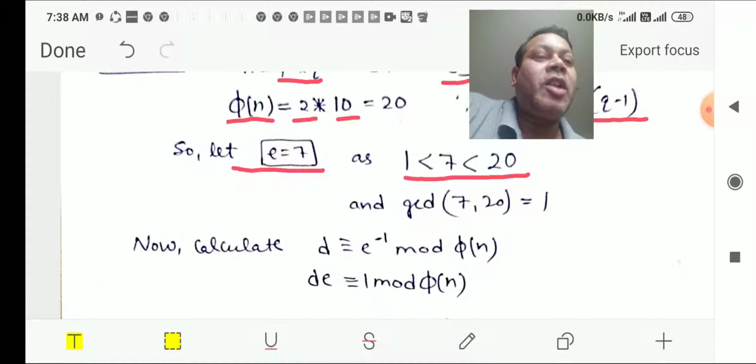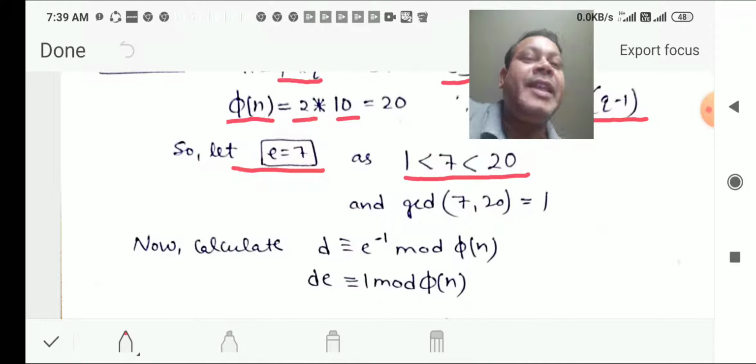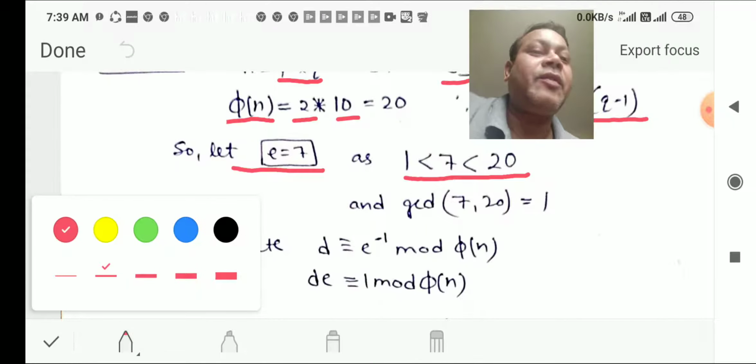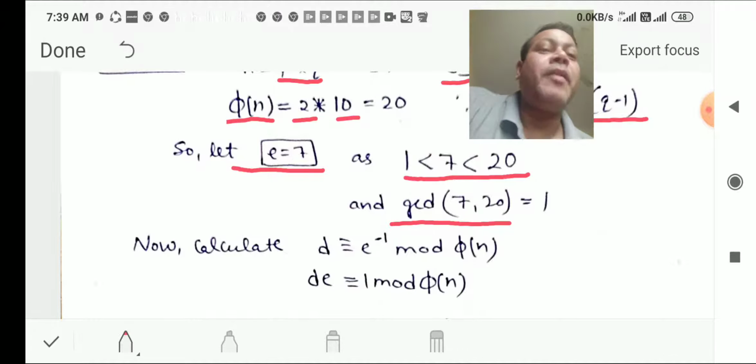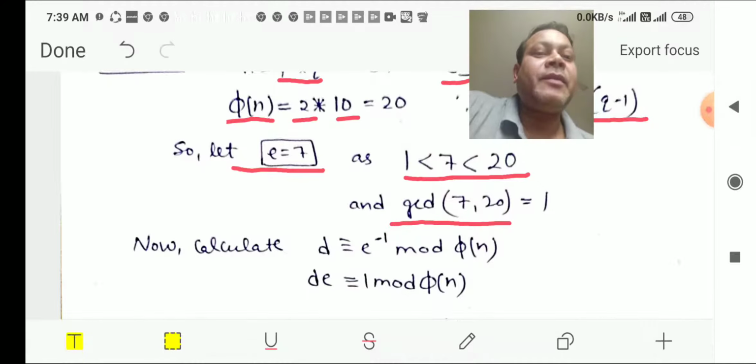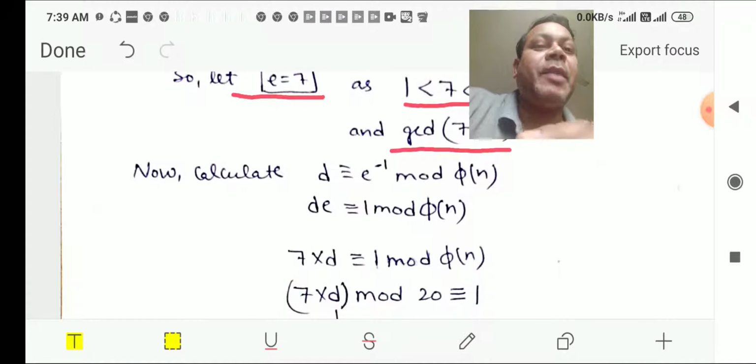Next we are going to take the GCD of this E and phi n. GCD has to be 1, because we assume that there is no common factor between 7 and 20. If we take the factors of 20 and the factors of 7, none of the numbers is going to match. Clear?